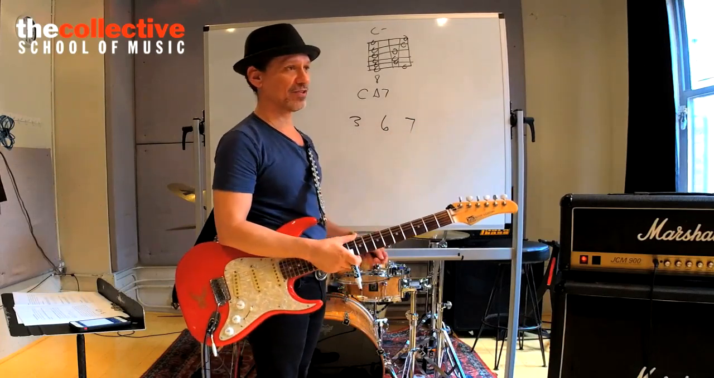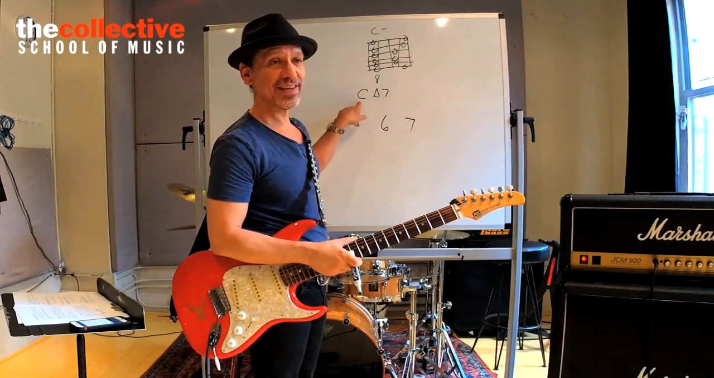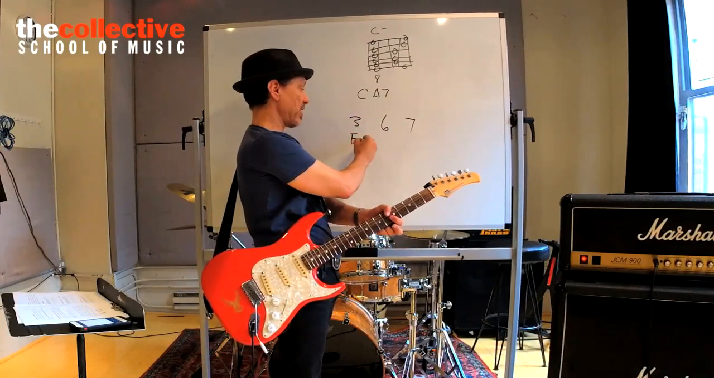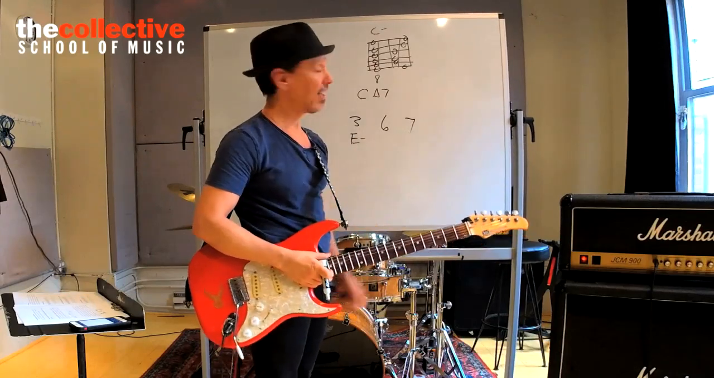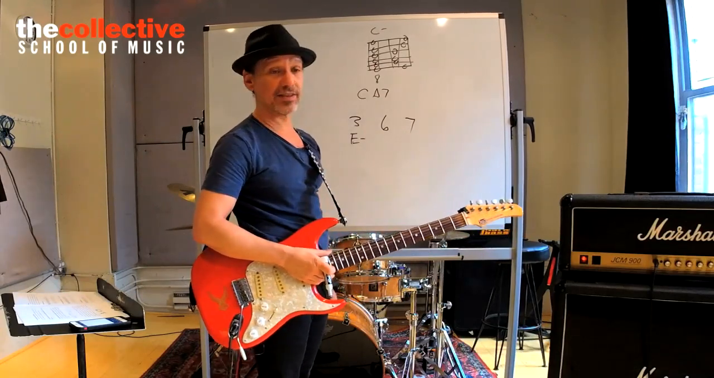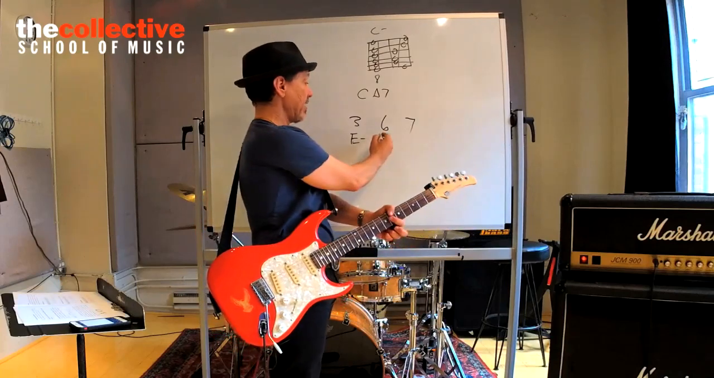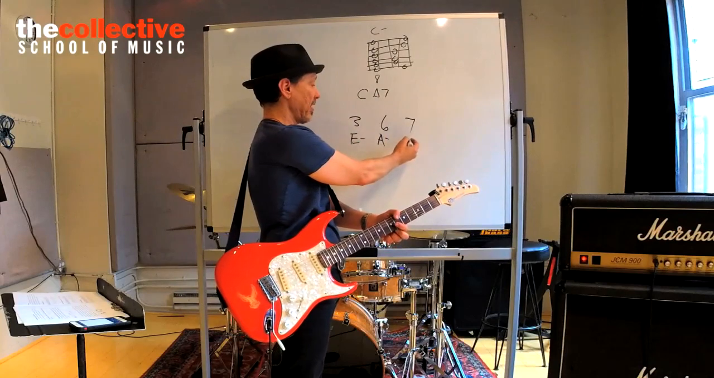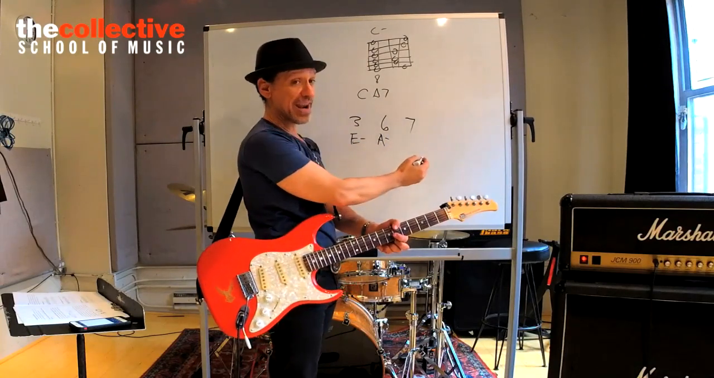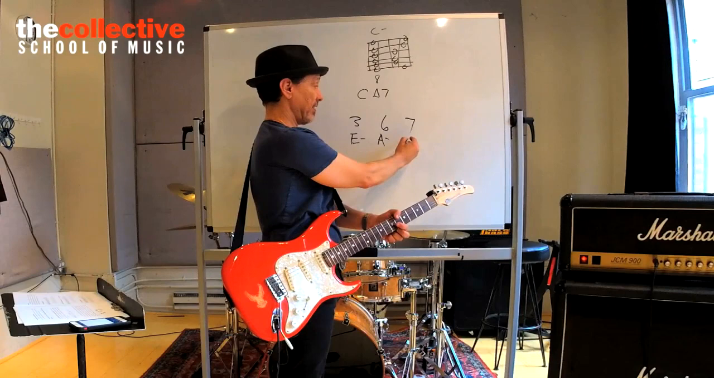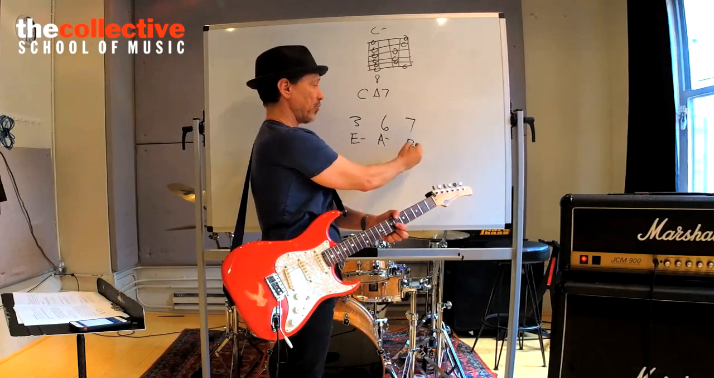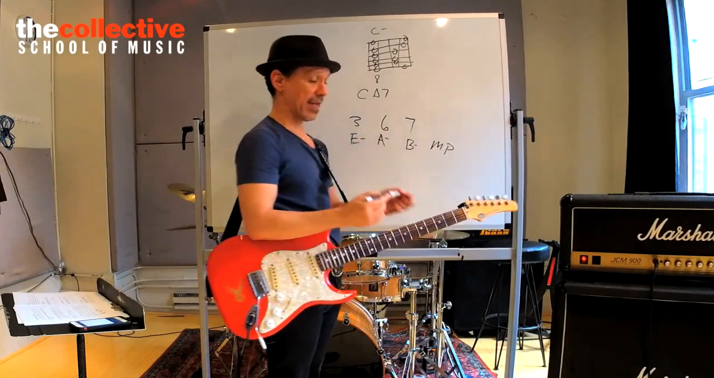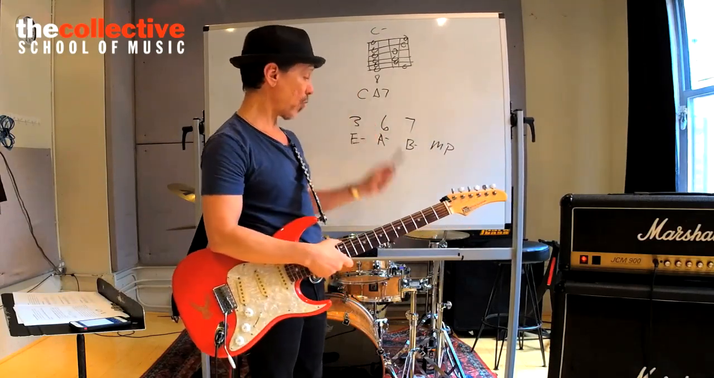So you have to ask yourself, what's the 3rd of C? Well, it's E, so you can use an E minor pentatonic scale on the C chord. What's the 6th of C? It's A, so you can use an A minor pentatonic scale on the C chord. What's the 7th? It seems weird, but it works great. The 7th of C is B, so you can use a B minor pentatonic scale over this one chord.